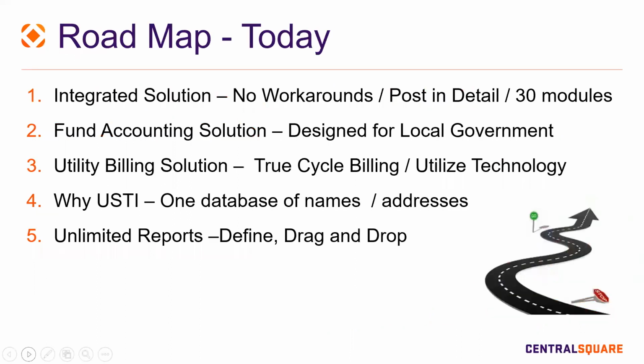First of all, let's take a look at what we're going to cover today. At Central Square, we've got over 30 different integrated products. You can pick and choose the ones that you want to automate so you don't have to do everything. There's no workaround, so if you want to automate the entire municipality, we've got software for all the different departments. We even give you the ability to post in detail. So what I mean by that is when you're in the accounting system, you can actually see customers that were billed, employees that were paid, all that detail, in addition to the journal in the general ledger. So we'll look at some examples.